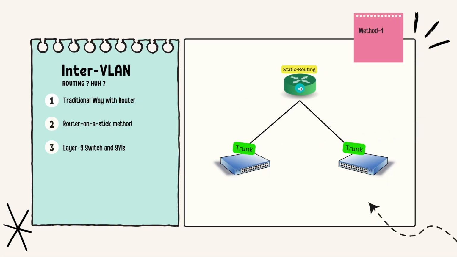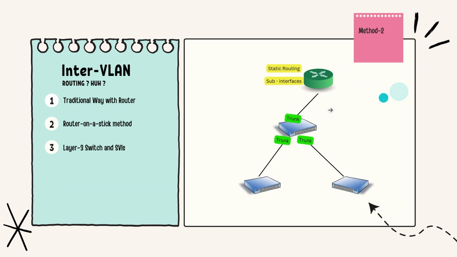The traditional way is with a layer 3 device, and you have a trunk link, so all the packets tagged with any VLAN can go through this link, and then it can be routed through this router, and you can basically have static routing, dynamic routing, anything that you want on top of this layer 3 device.